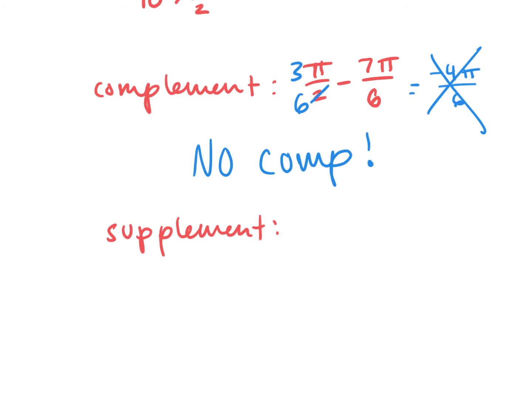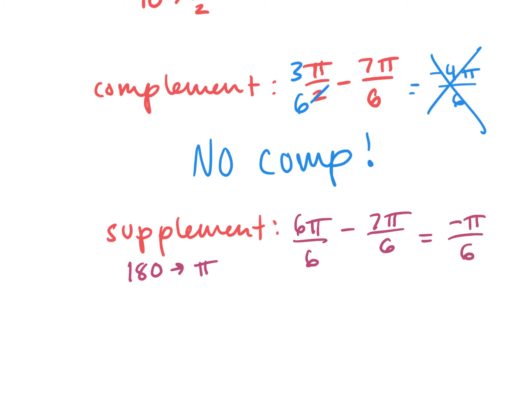A supplement has to add up to what? Pi. 180 degrees, which in radians is pi. So it's pi minus 7 pi over 6. I need a common denominator, so this would be 6 pi over 6. 6 pi minus 7 pi is negative pi over 6. Can my supplement be negative? No, so no supplement.